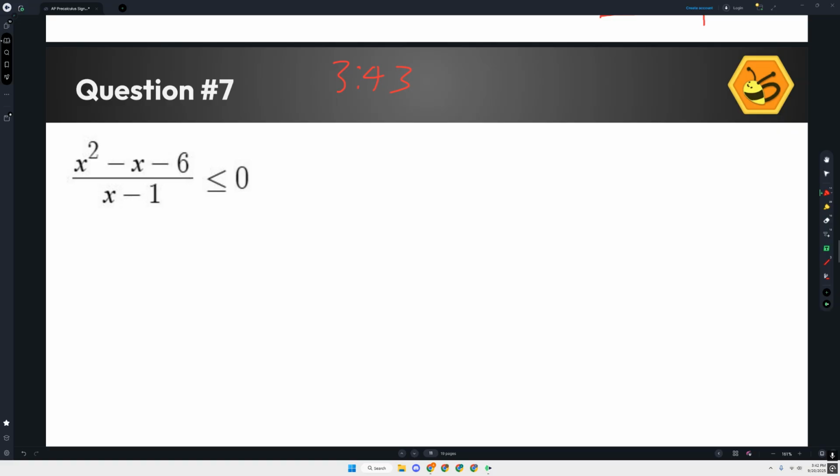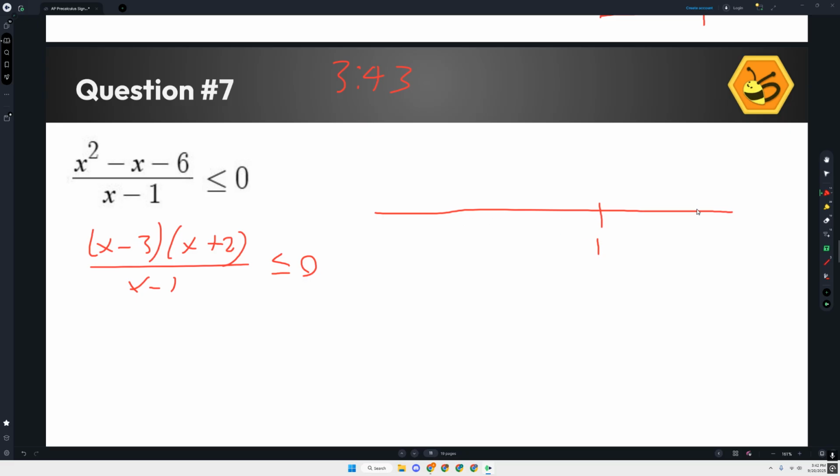Alright, so the way you do these is you first factor, so the top would be x minus 3, x plus 2, divided by x minus 1 is less than or equal to 0. From there, you make a little sign chart. So we're going to put a 1, a 3, and a negative 2. We're going to mark this x minus 1 as a vertical asymptote, which means this value will never be included because you can never go to that point because there's a vertical asymptote in that function.